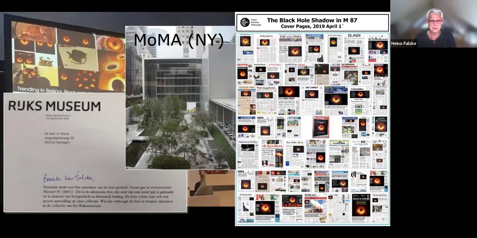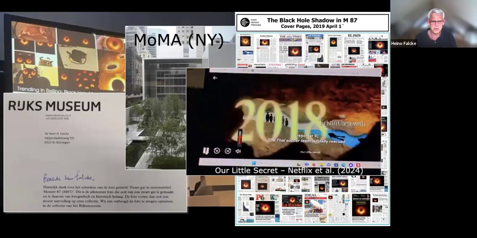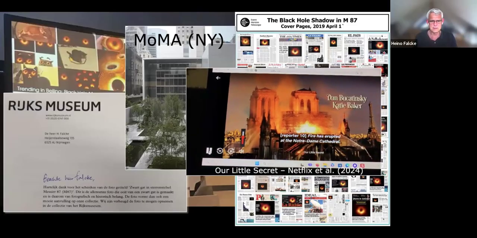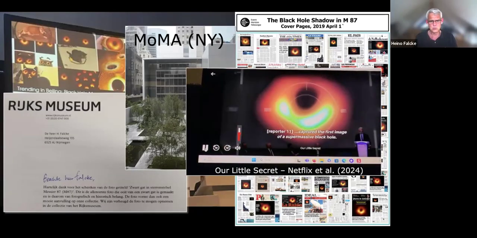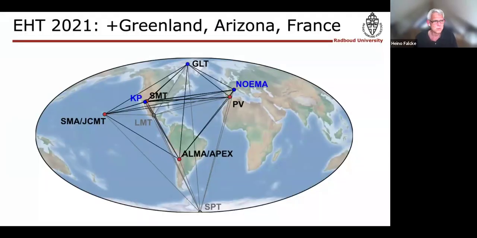And it even became part of Netflix movies, which here you go through a series of years. 2018, the fire in Notre Dame. 2019, the image of a black hole is being shown. So I got a WhatsApp message from my kids saying, "Oh, Dad is part of a cheesy Netflix movie." So it really created a lot of buzz around the world.